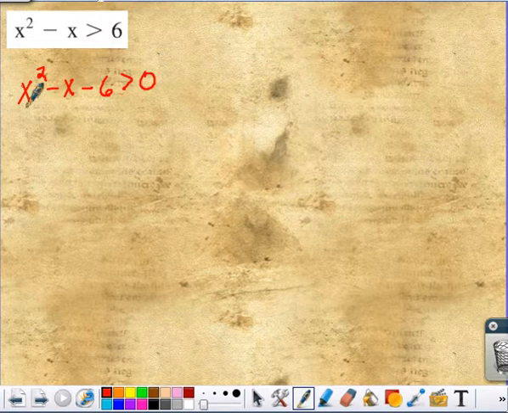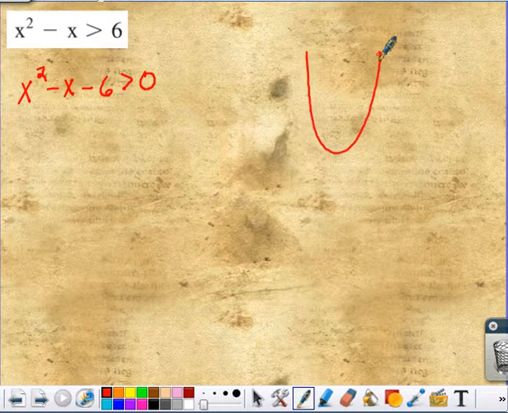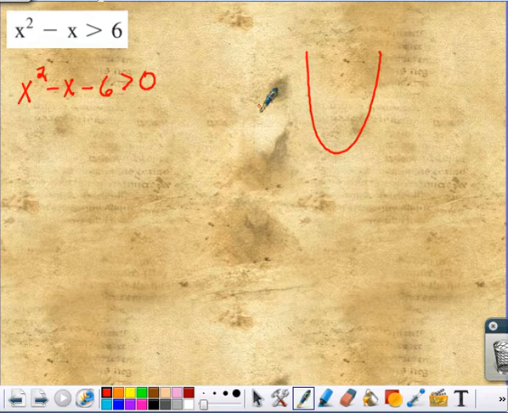So now what we're looking for, where is your parabola? That's a parabola. Where is it above 0? Well, here's your scenario. The 0, that's going to be your x-axis. Right?